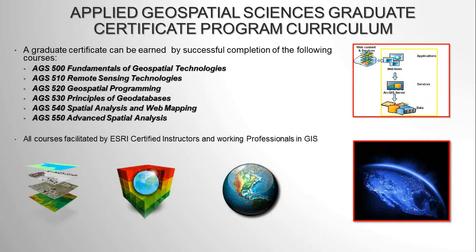Now, a graduate certificate can be earned by the completion of the following 6 courses, which I've already described. The AGS 500, which is our fundamentals course, the remote sensing technologies, our AGS 510, the geospatial programming, the AGS 520, the geodatabase course, 530, spatial analysis and web mapping, the 540, and finally our advanced spatial analysis 550 course. By virtue of completing these 6 courses, a student will have attained the graduate certificate in applied geospatial sciences.